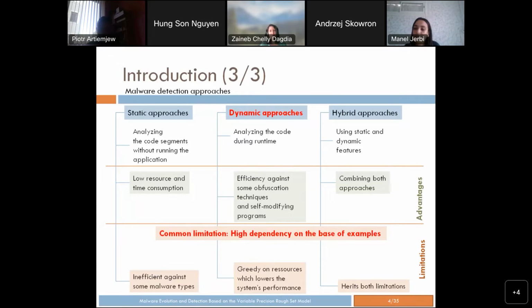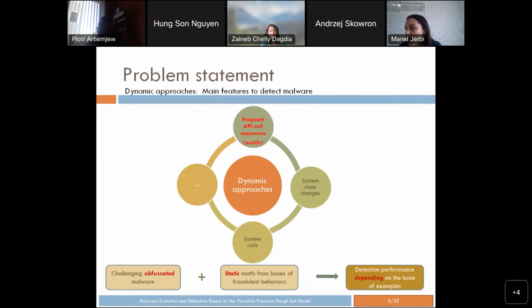the base of examples. So in our proposed work, we will focus on dynamic approaches, specifically those based on frequent API call sequences, also known as motifs or patterns, to deal with the obfuscated malware.